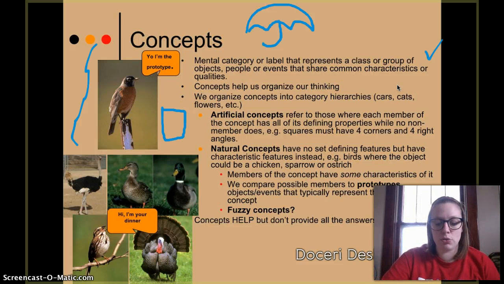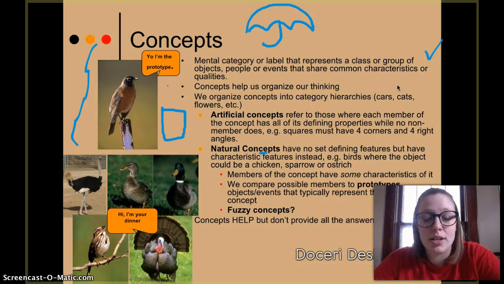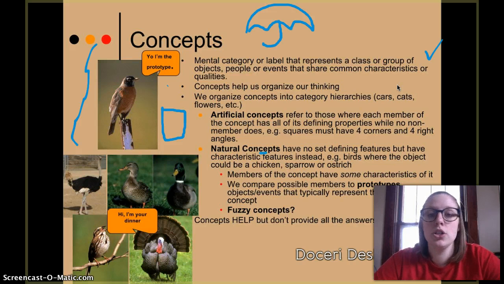Then we have our natural concepts. This is more of what I'm referring to with the birds over here, and with chairs that I was discussing before. We don't have a set of truly defining features that narrows the list, but we have some characteristic features that kind of lump them together. So we have birds, but we can have a chicken, a sparrow, an ostrich, a turkey, and we have chairs. Like I said, we have a variety of chairs.